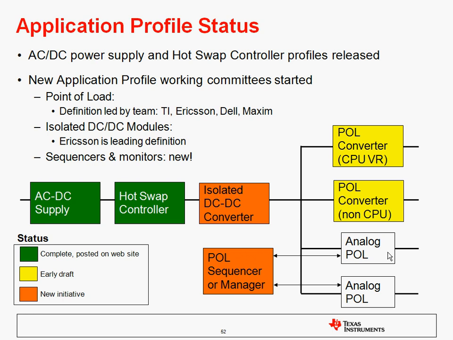And then we have 2 new initiatives for isolated DC to DC, as well as point of load sequencer or manager. And once we get all these done, we will have application profiles for each and every one of the different types of power components that you might want to select for a given system. And as you'll see, we have OEM companies as well as IC companies like TI and others that are involved in creating these specifications, so that we're making sure that we're trying to make it applicable to as many customers and user types as we can.